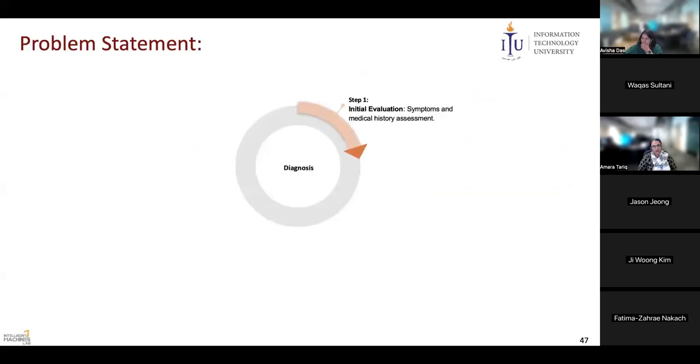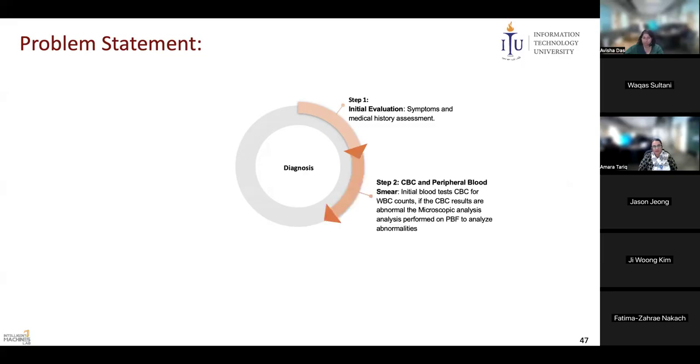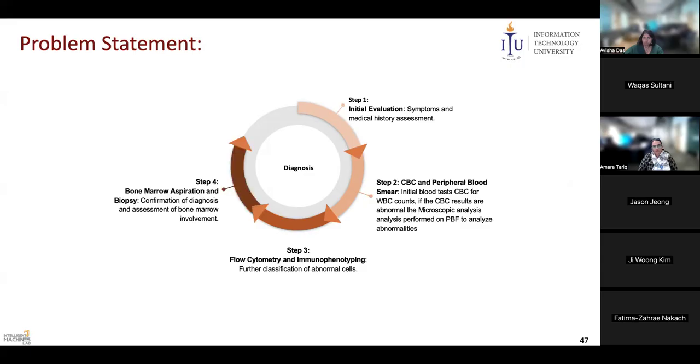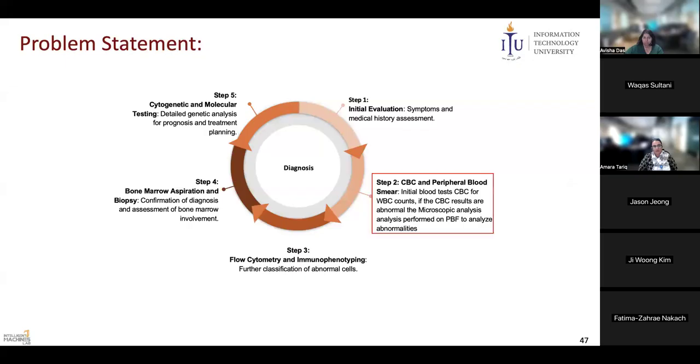So what happens when you have blood cancer? You have some initial symptoms, which are usually not related to cancer: you have a fever, you have sickness, and all this stuff. You go to the doctor. The doctor does your CBC and a peripheral blood smear analysis. Then if he wants, he can go to flow cytometry, then bone marrow aspiration, then molecular testing, and so on and so forth. One of the crucial steps, at the very start, is peripheral blood analysis, which means you have the blood sample, you put it under the microscope, and then you analyze it.